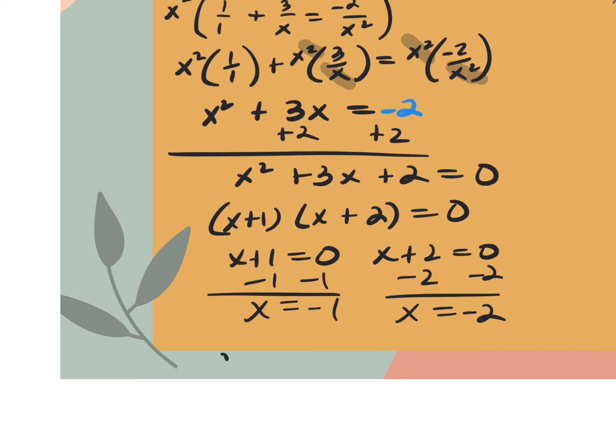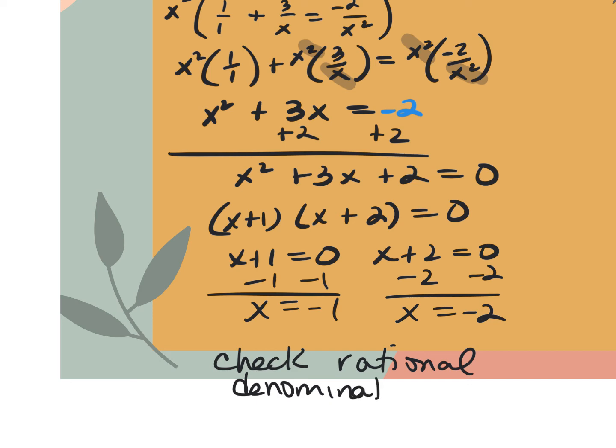So remember, you have to check when it's rational. So we're checking the denominator. It cannot equal 0. Now the new stuff, the u substitution.